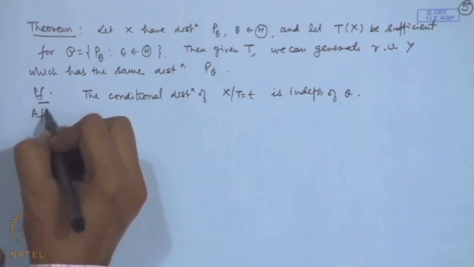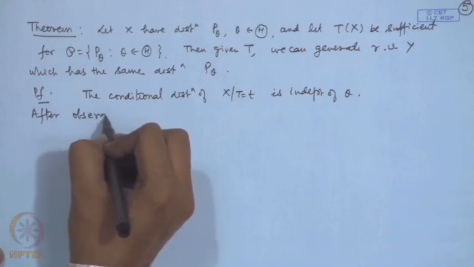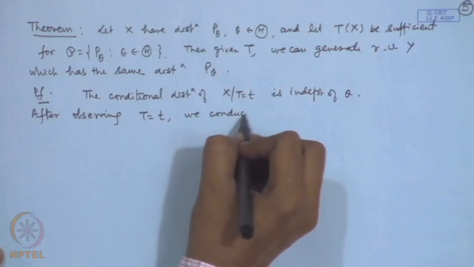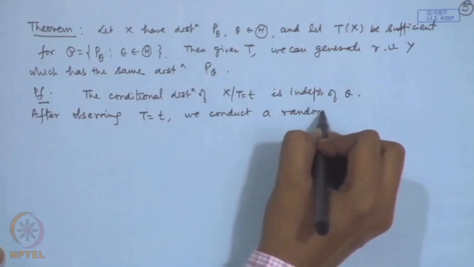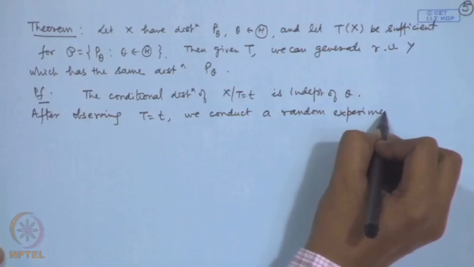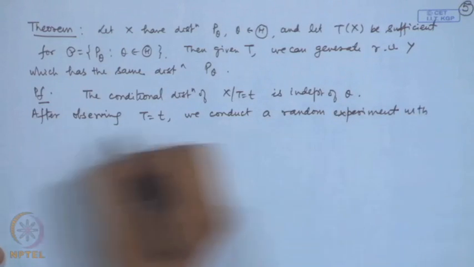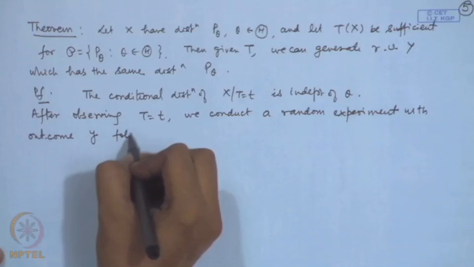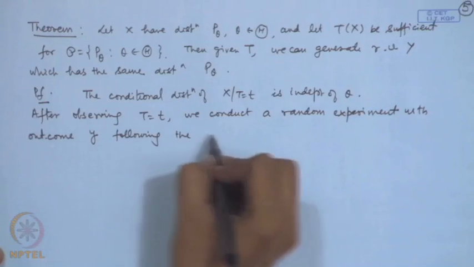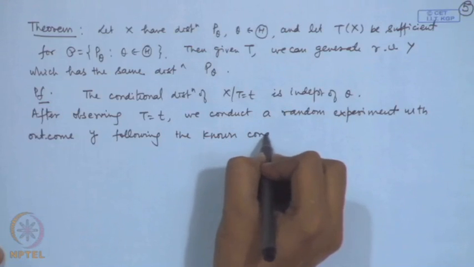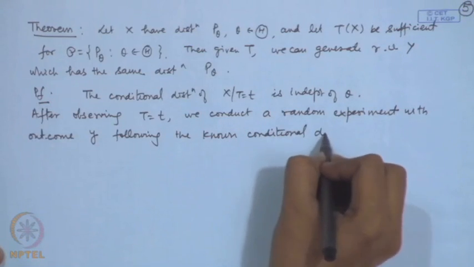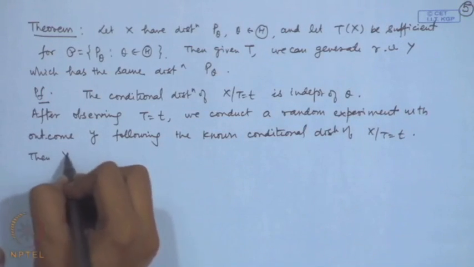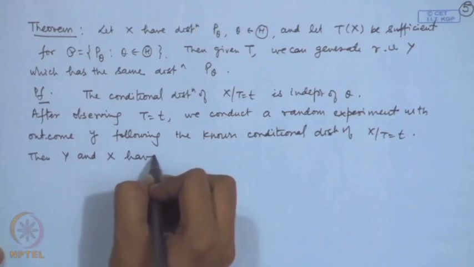So, after observing T is equal to t, we conduct a random experiment with outcome say Y following the known conditional distribution of X given T, then Y and X have the same distribution.